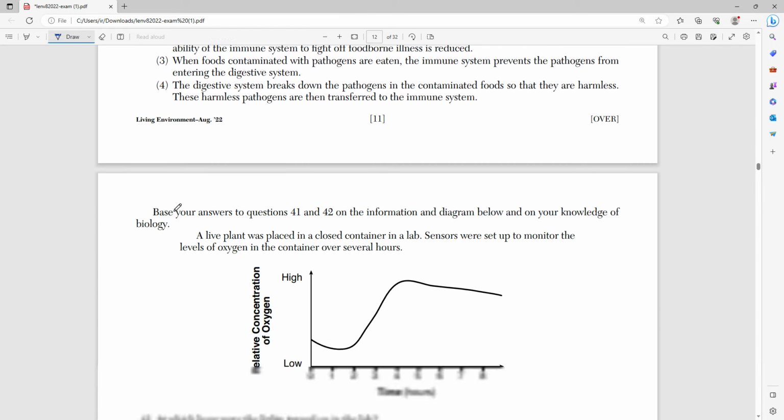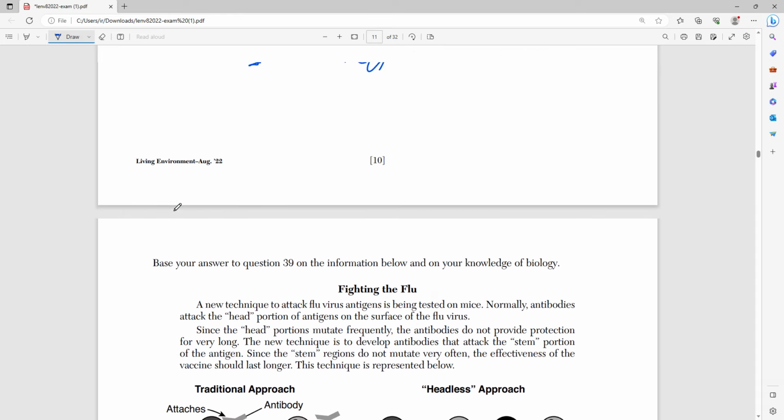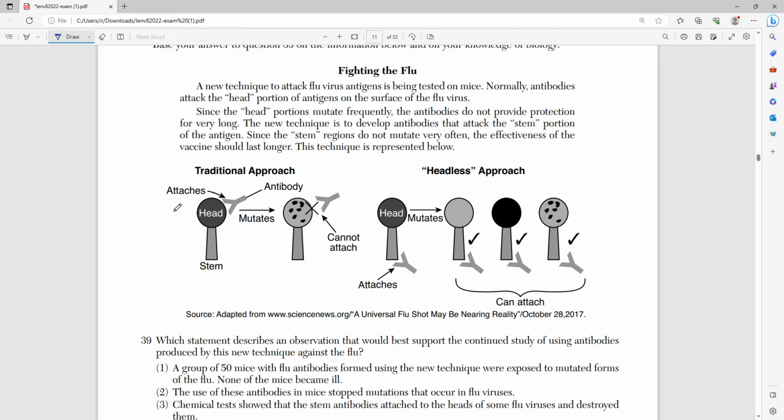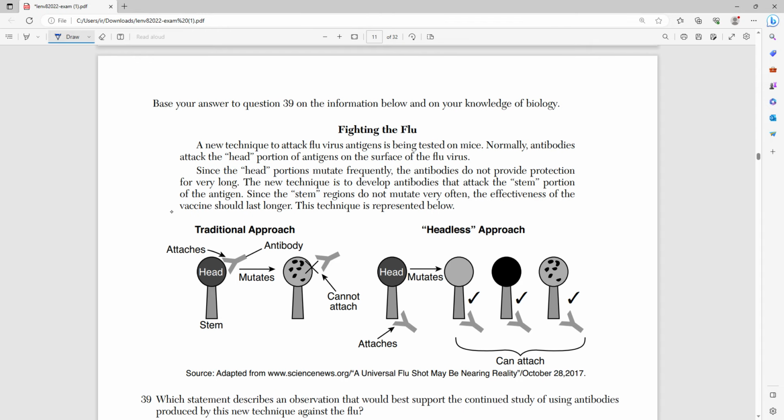Number 39, and then the last question is 43. Okay, so number 39 says which statement describes... Oh, well, first let's read it, right? A new technique to attack flu virus antigens is being tested on mice. Normally, antibodies attack the head portion of the antigens found on the surface of the flu virus, right?